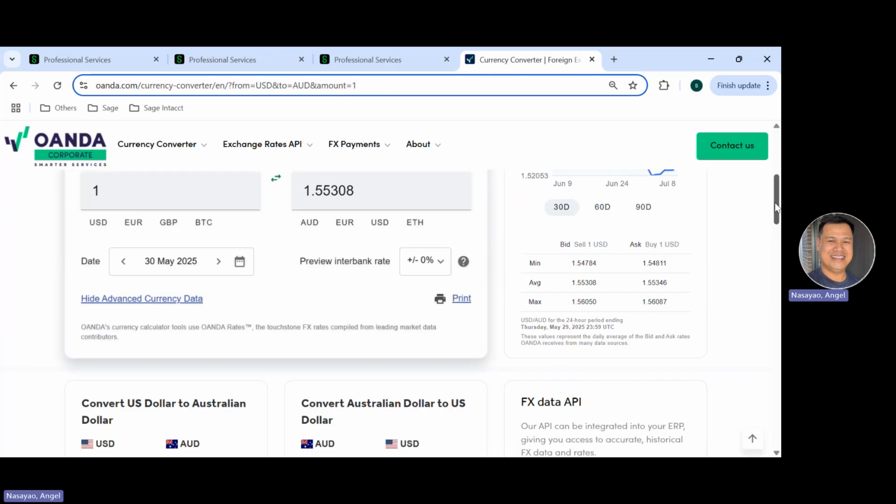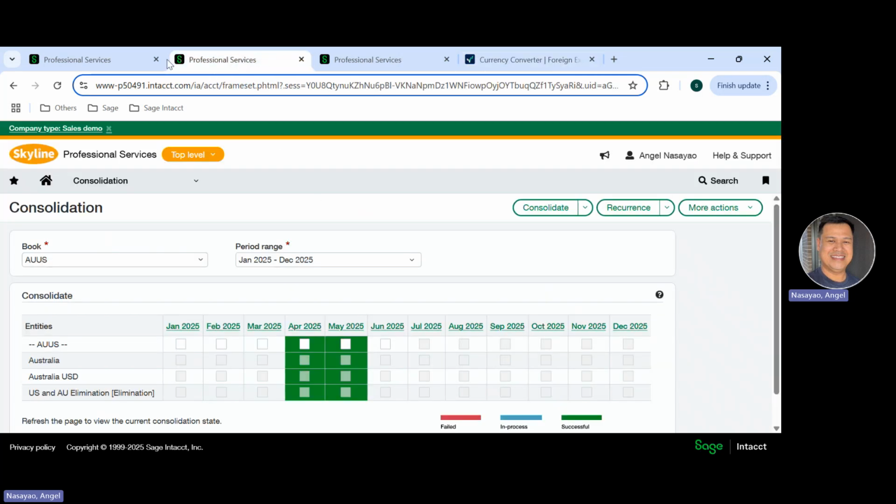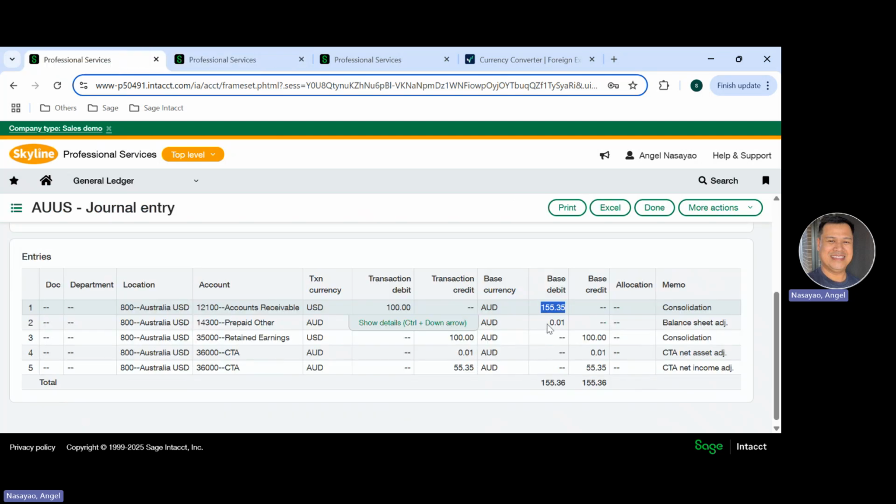And I have it here, and this is the rate, essentially. So 1.55346, which is the average ask or buy price. In this case, again, it is 1.55346. So let's have a look at this one here. Round it up to 2 decimal places, right?